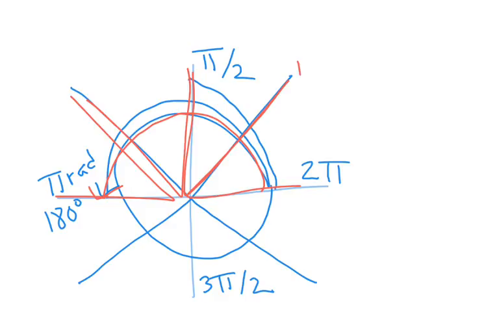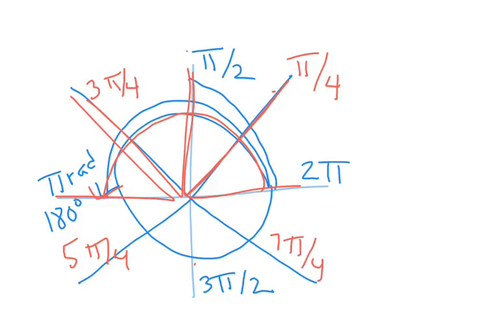And so each one of them is pi over 4. Here's 1 pi over 4. Here's 2 pi over 4, which is pi over 2. Here's 3 pi over 4. That's in quadrant 2. Here's 4 pi over 4. And we got 5 pi over 4. 6 pi over 4, which is 3 pi over 2. 7 pi over 4. And 8 pi over 4, which is 2 pi.